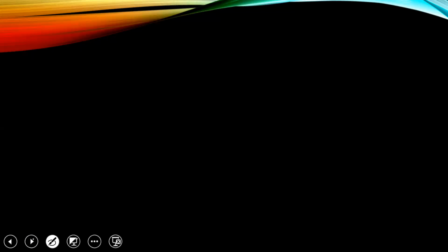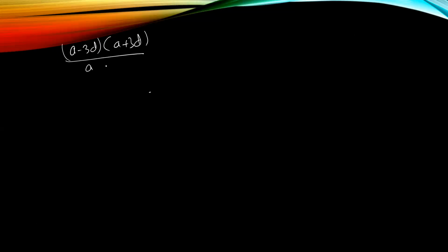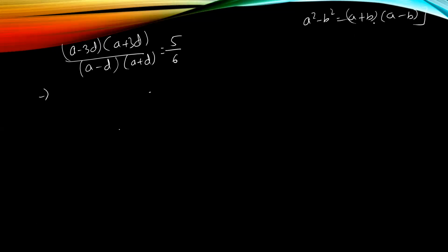Further, we are also provided with one condition which says a minus 3d into a plus 3d upon a minus d into a plus d is equal to 5:6. We know that a square minus b square equals a plus b into a minus b, the same formula we used in the last problem as well. So we are using it here also. The numerator becomes a square minus 9d square. Denominator becomes a square minus d square equals 5/6.